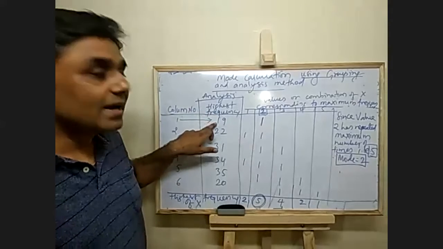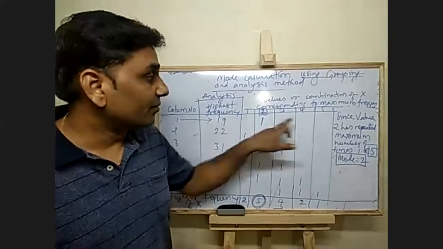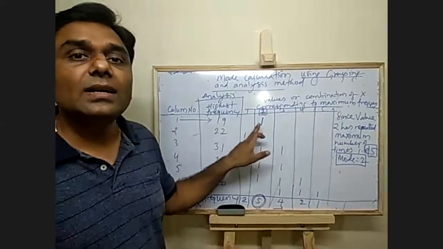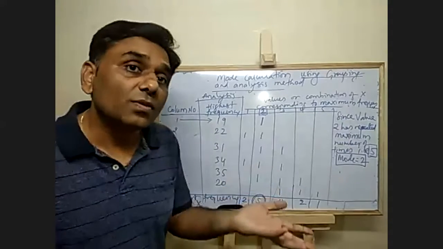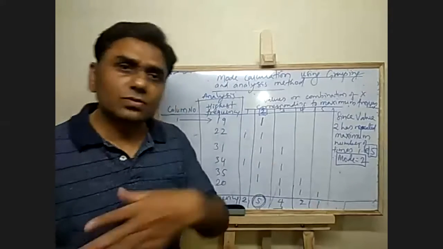So see, 19 is corresponding x value of 19, where it is. Okay. So just mark the tally. 22. 22 has come with the sum of what? First 2 numbers or last 2 numbers or middle 2 numbers, whatever.